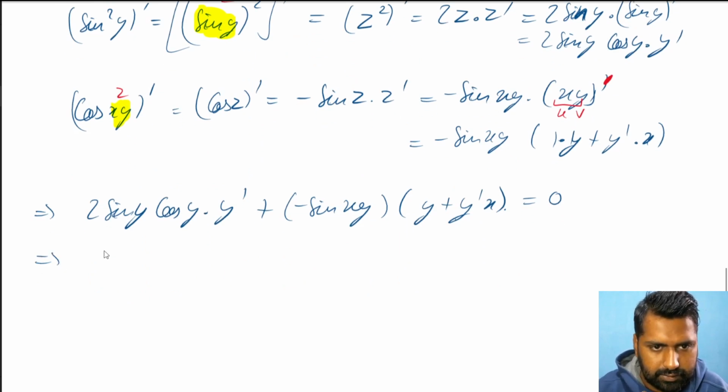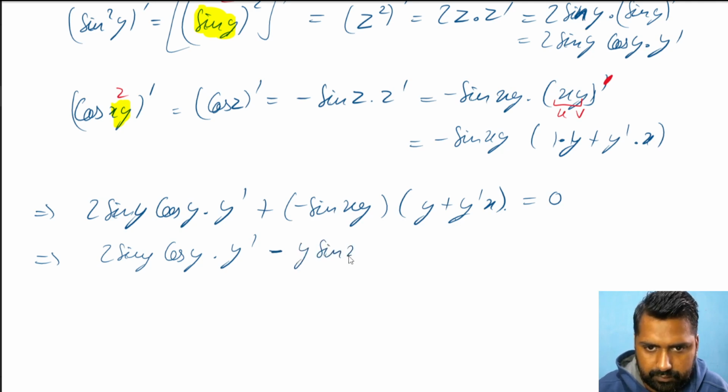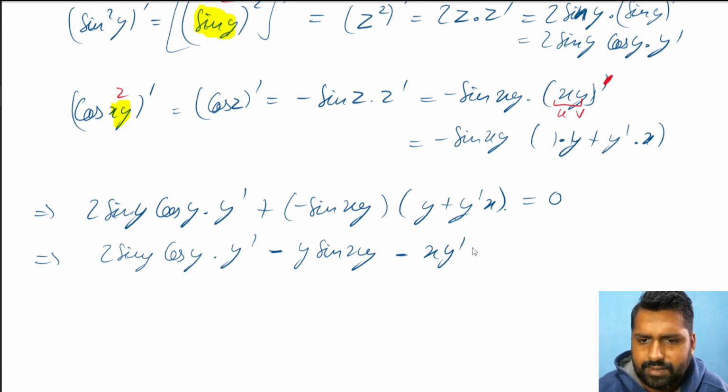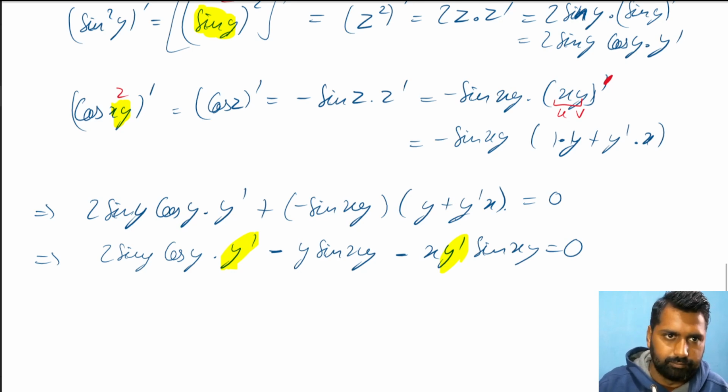Let's see, 2 sine y cos y y dash. Let's multiply this first of all with this, so you'll get minus y sine xy, and minus x y dash, or y dash x sine xy equals to 0. Now this term contains y dash, this term contains y dash, this term doesn't contain y dash, take it to the other side.